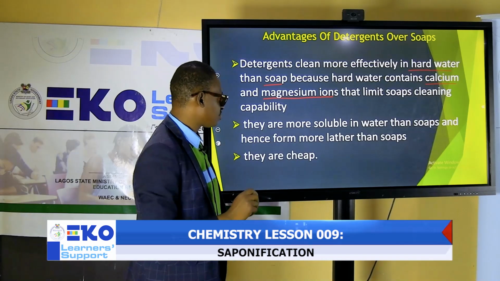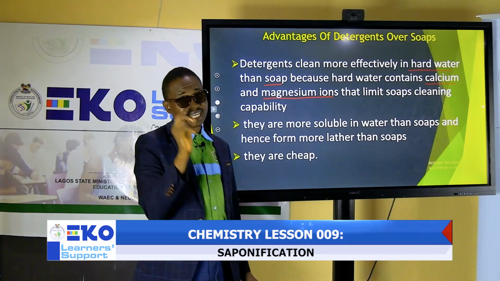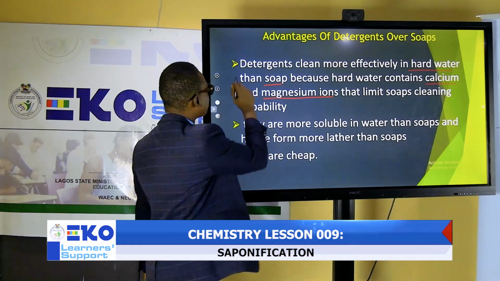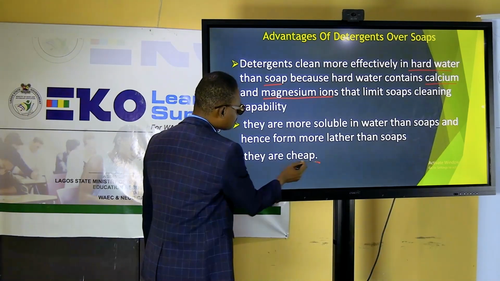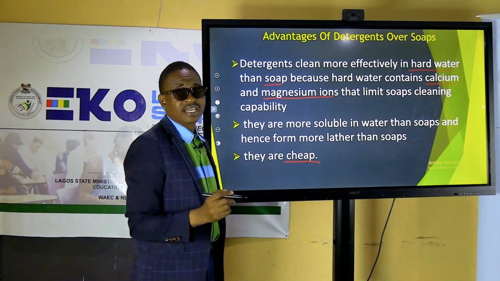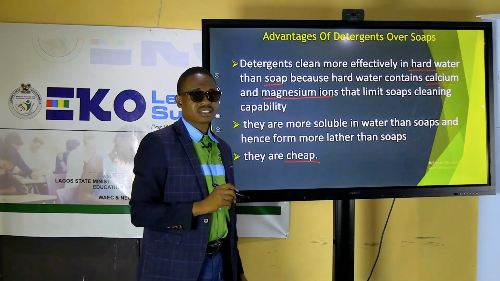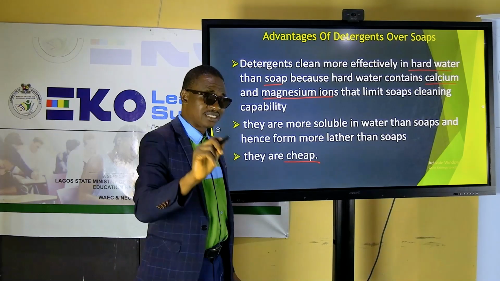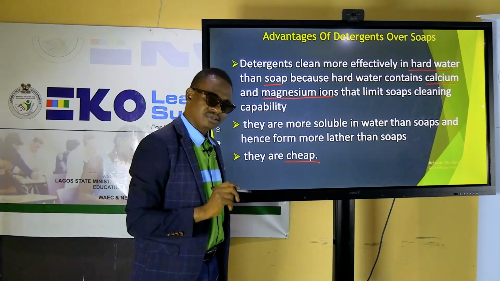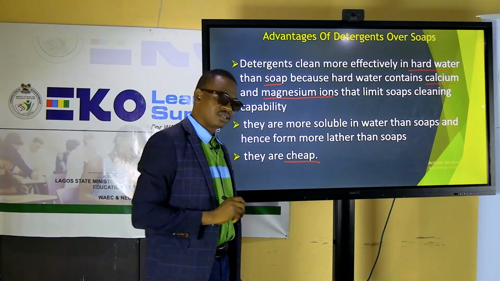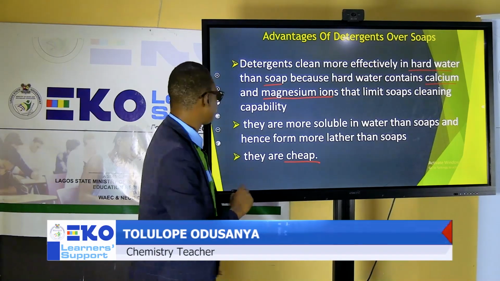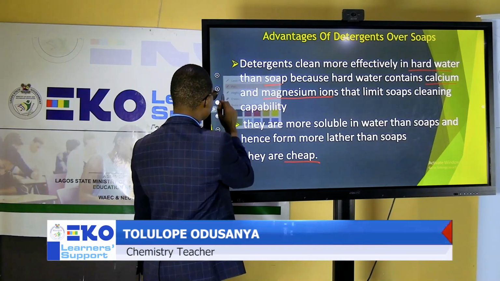Good. Another thing you will need to note is your detergent is very cheap when compared with your soap. Why is it cheap? Because it's gotten from the waste products of petroleum, unlike soap. Good to go.